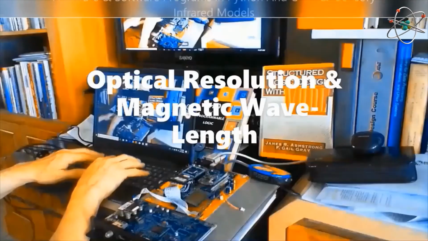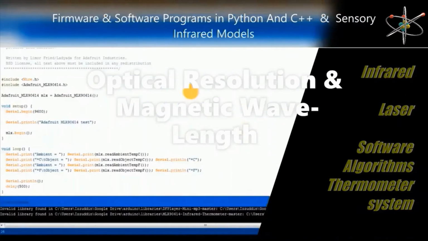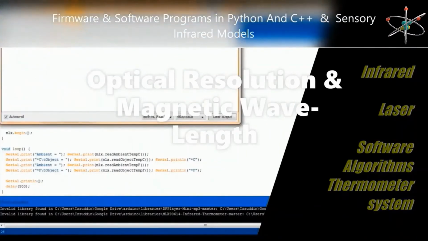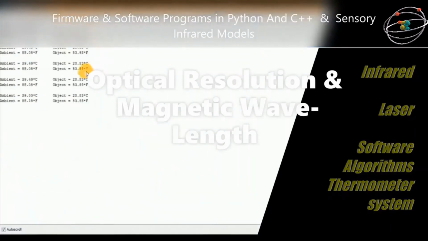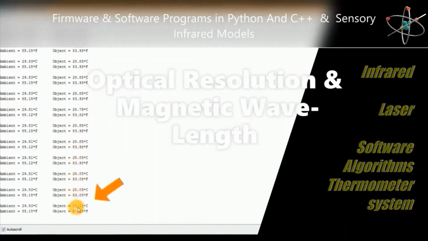Infrared is an electromagnetic wave with a wavelength between the microwave and visible light. The wavelength is between 1 millimeter and 760 nanometers, which is longer than red visible light. So, therefore, anything above absolute zero, minus 273.15 degrees centigrade, can generate infrared rays.